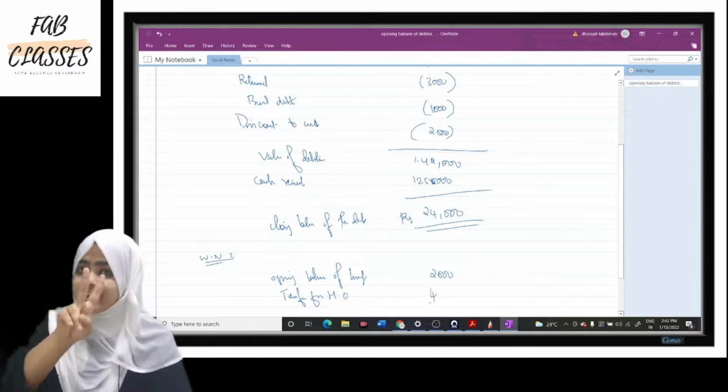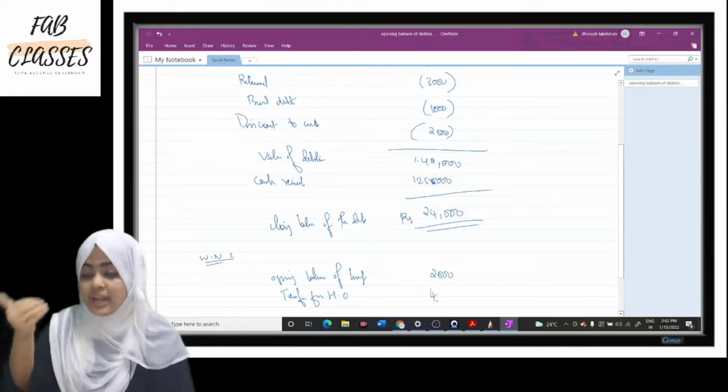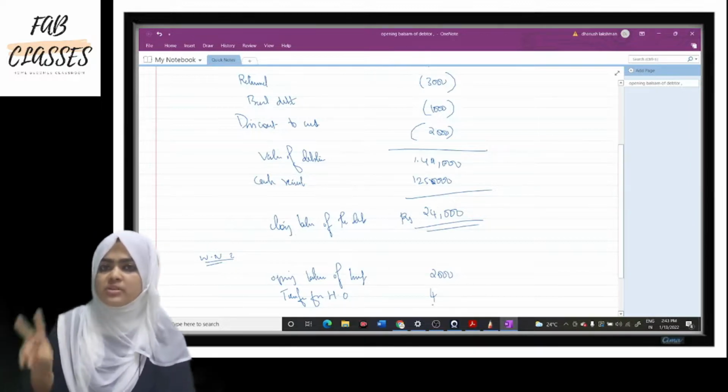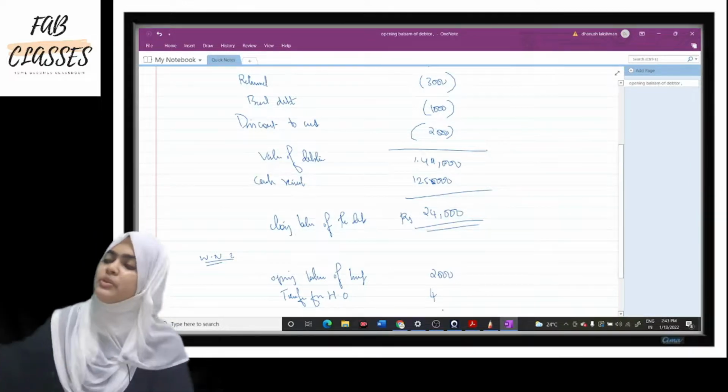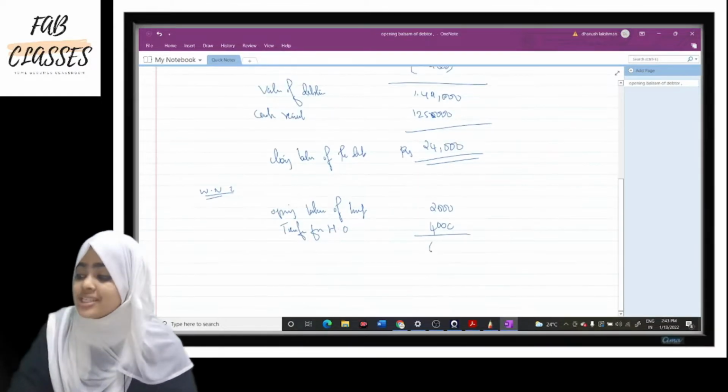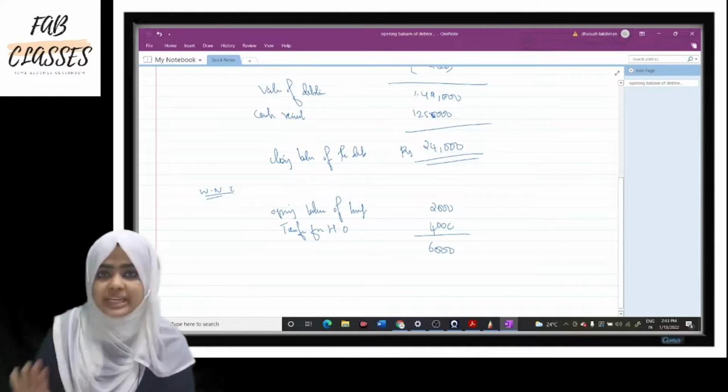So already 2,000 we had in our hand, and along with that the head office also gave some money, saying keep it for the expenses. You already have 2,000, I know, but keep this 4,000 also. So how much money is there in our hand for petty cash expenses? 6,000 rupees.